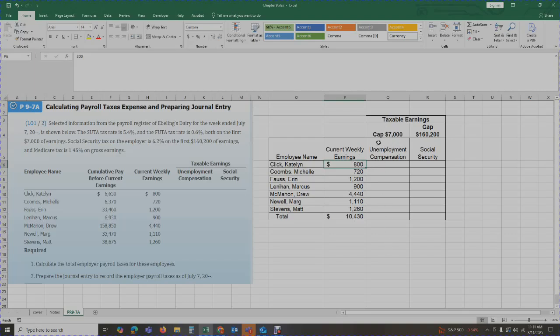Now let's tackle the unemployment compensation column first. We know that for unemployment, we pay taxes on the first $7,000 of earnings. I have a cap of $7,000. So we're going to look at the current weekly earnings to be able to figure out, do any of these week's earnings be subject to be taxed? Now, we're going to look at the actual problem. We're going to look at Caitlin Click. How much has Caitlin earned before this paycheck? Before this paycheck, Caitlin had already earned $6,650.